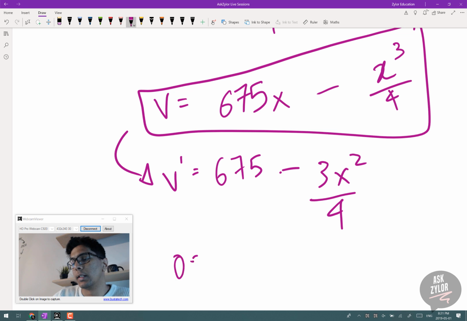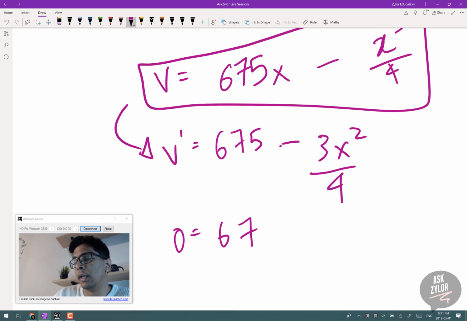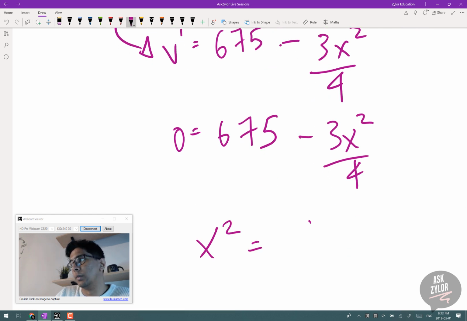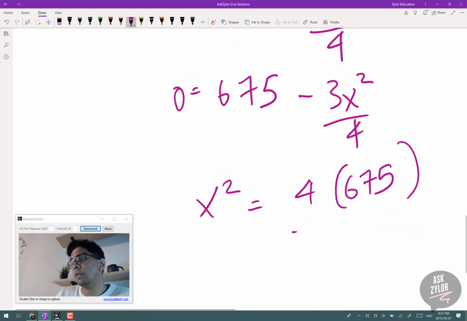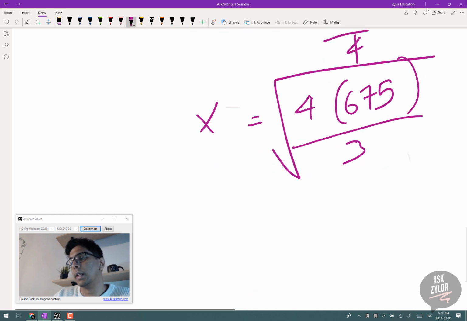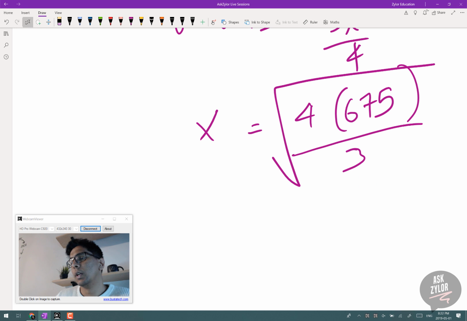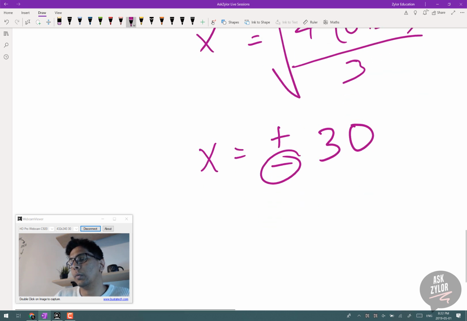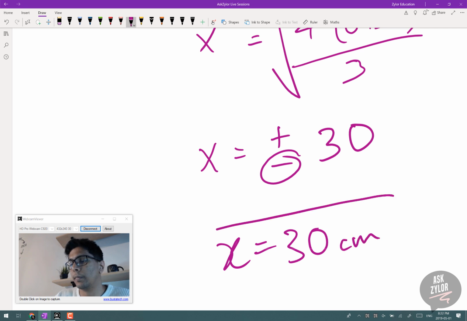I'm going to set that equal to 0 and solve for my x. Negative 3x squared over 4. So my x squared is equal to 4 times 675 over 3. And then I'm going to square root both sides to find an x value. So when I plug this into the calculator, I should get plus minus 30, right? We don't really care about the minus one, because I can't have a negative dimension, so I'm just going to say x is equal to 30 centimeters.